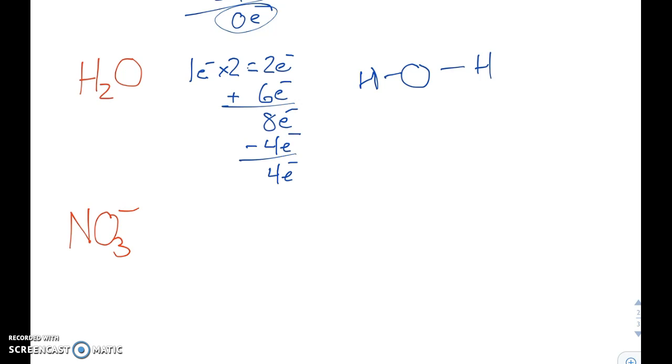Do I have any extras? Well, yes, I do. I have 4. And I'm going to put them on the center atom. So I put those 4 on the center atom.